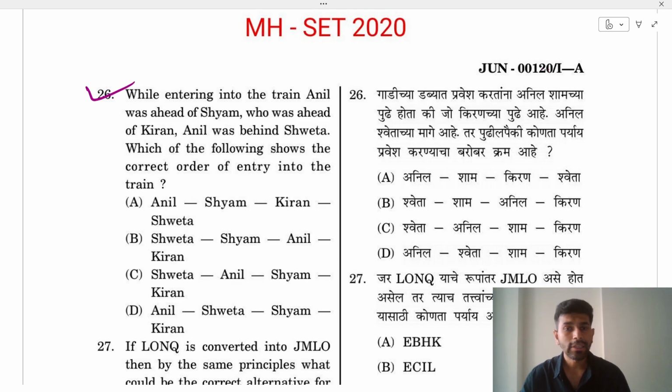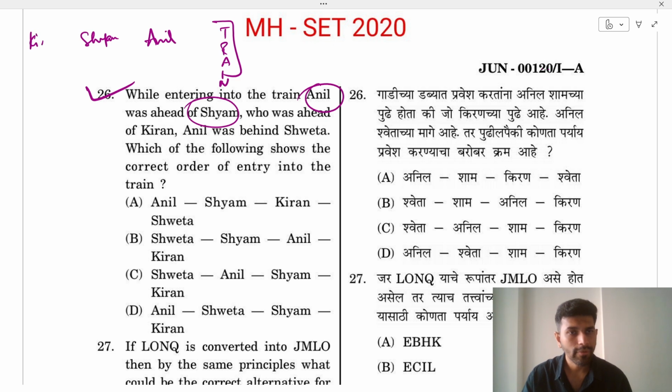Question number 26. While entering into the train, Anil was ahead of Shyam. Who was ahead of Kiran? Shyam was ahead of Kiran. Anil was behind Shweta. Which of the following shows the correct order of entry into the train?